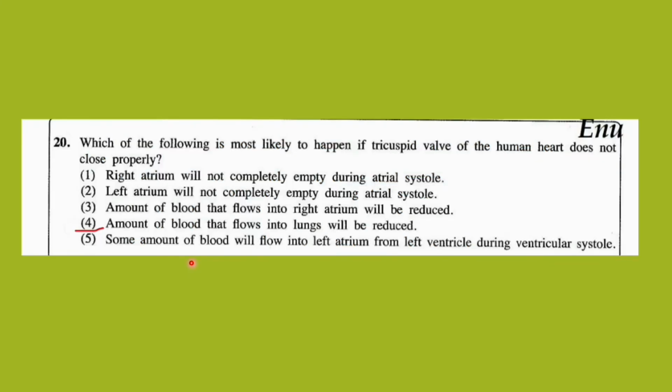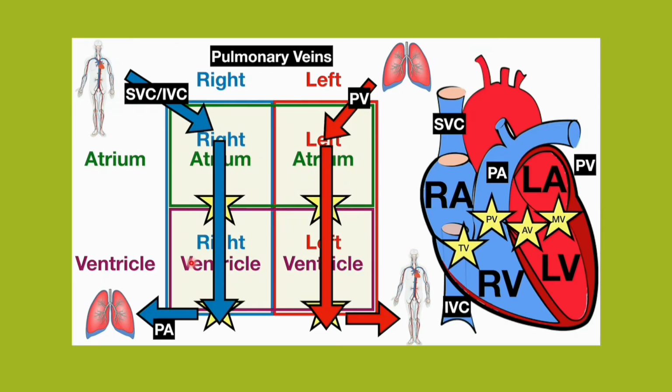The 20th question, which of the following is most likely to happen if the tricuspid valve of the human heart does not close properly? So this is the structure of the human heart. We have the right side and the left side. So right atrium, right ventricle, left atrium, left ventricle. What they have labeled as TV is the tricuspid valve, and it is found in between the right atrium and the right ventricle.